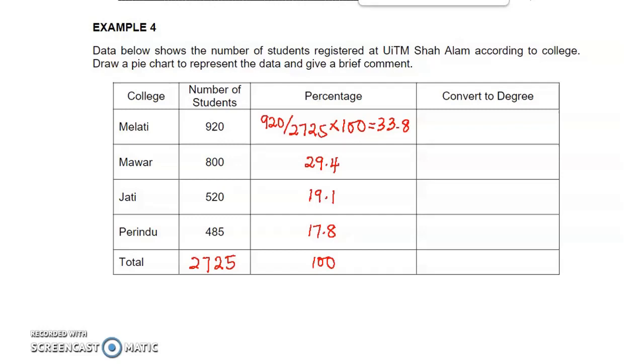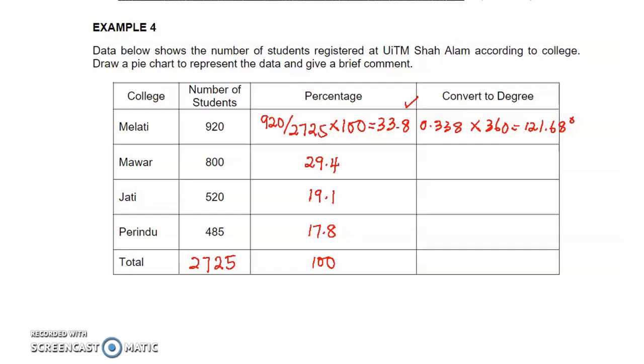Convert to degree in order to know the area for each sector or each slice. So how to convert to degree? Percentage here multiply by 360. So percentage here 33.8% means 0.338, multiply by 360. So here you will get 121.68 degree.